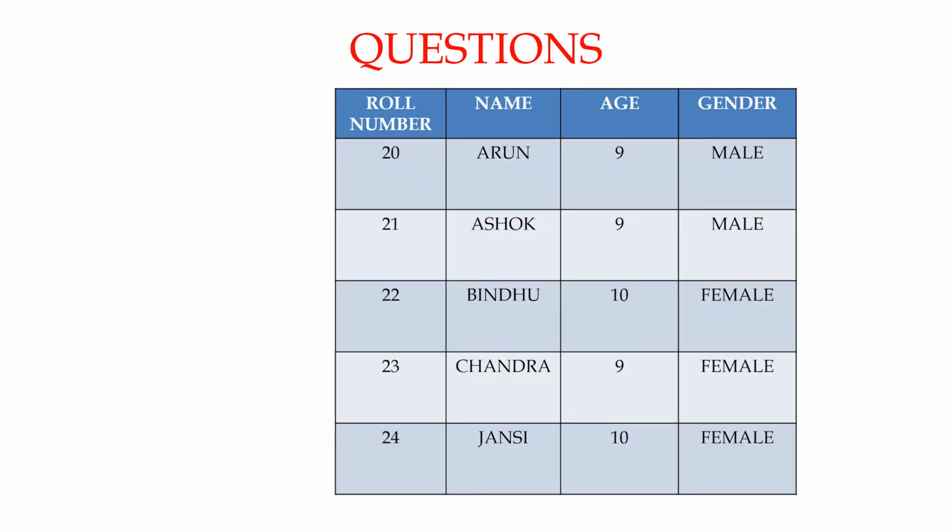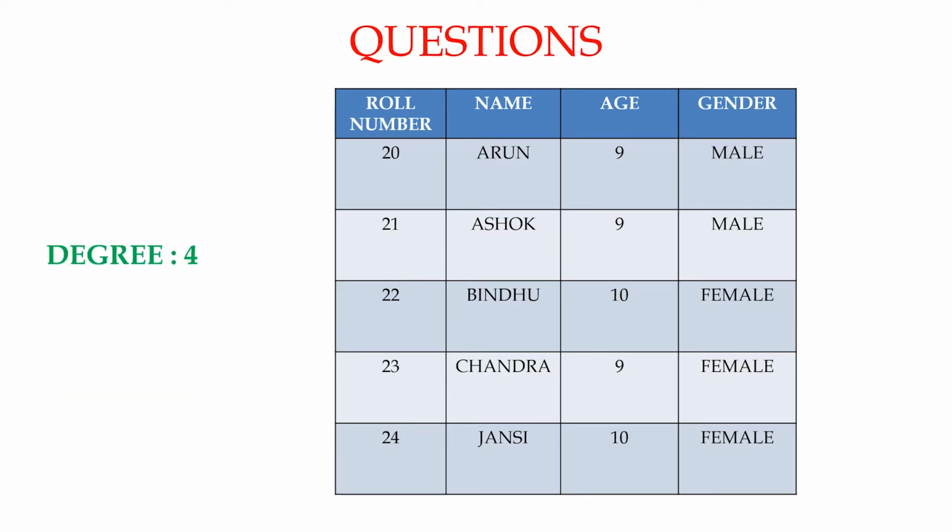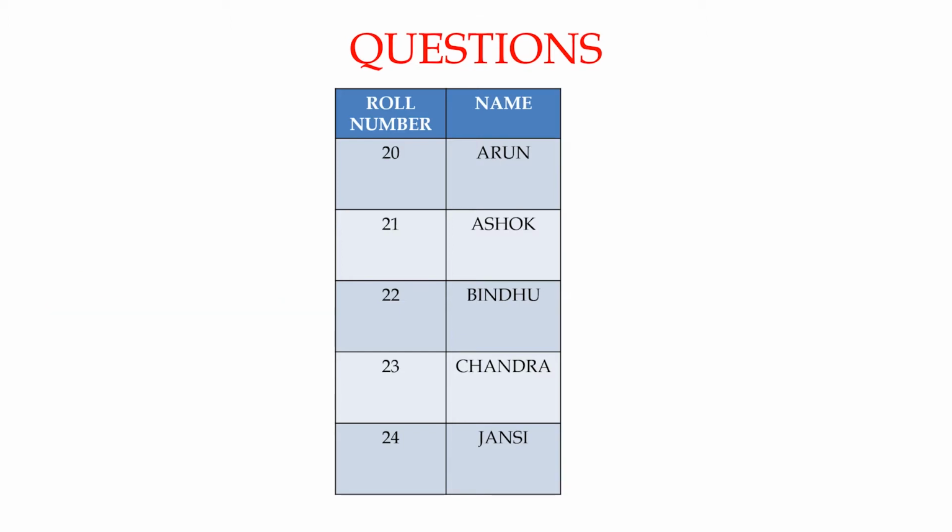Let us quickly look into some questions for a better understanding of degree and cardinality. In the given table, what is the degree and cardinality? The degree is 4 and the cardinality is 5 because there are 4 columns and 5 rows. Another example: what is the degree and cardinality? The degree is 2 and the cardinality is 5 because there are 2 columns and 5 rows.